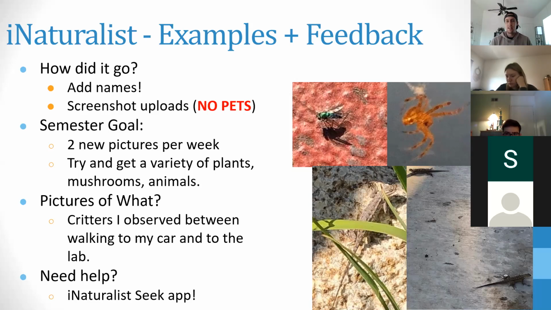And then get a variety, get plants, get animals, get mushrooms that are funguses, get anything you want. So just try to make it a little bit more diverse. There's a lot of cool things out there. And it can literally be anything. If you observed a spider walking to your car, or again, in your bathroom or something like that, feel free to take a photo of it. You don't have to go all the way to a park to do it. It can be literally anything that you see walking around or just outside your house.